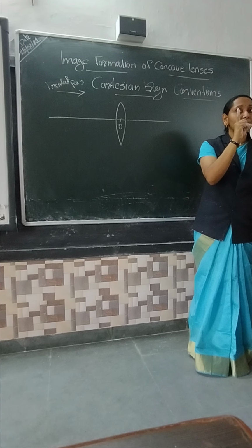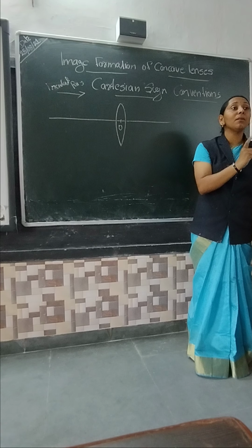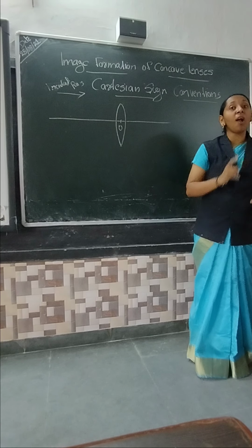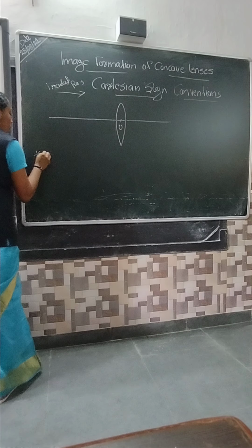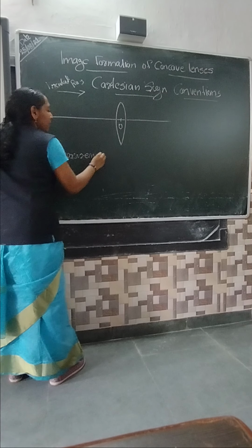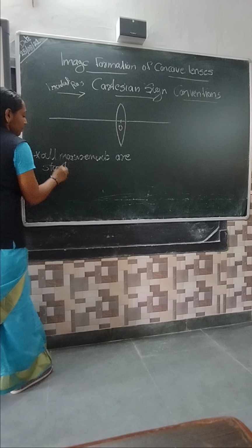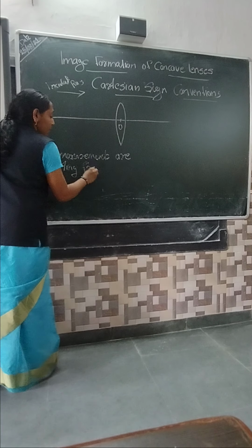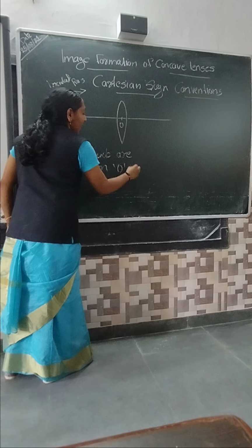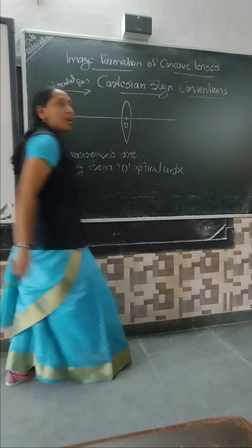First point, point number 1. All the measurements are starting from optical center. You should remember, all the measurements of the Cartesian sign convention are starting from optical center. O means optical center. Okay. So this is the direction of incident ray. All the measurements are starting from optical center.